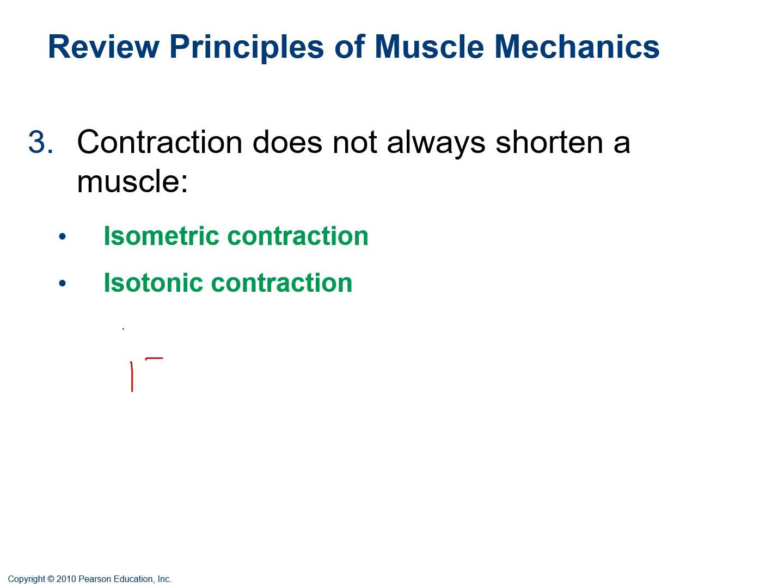Iso means the same or equal. Metric refers to the length, and tonic refers to the level of tension. So isometric would be the same length, meaning the muscle doesn't change in length. Isotonic means that the level of tension is the same throughout.